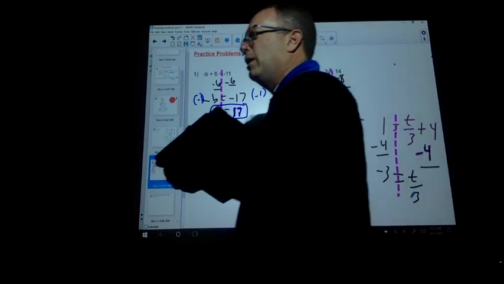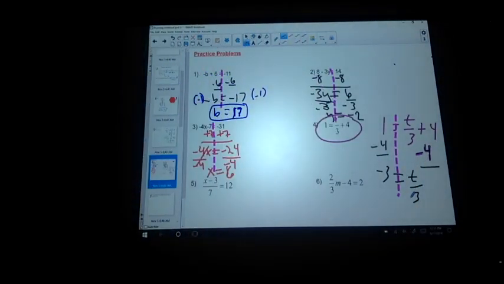And then t over 3 is a division problem, right? So how do I undo division? Yeah, so I'll multiply this by 3, this by 3. And I find that's what t is equal to. That make sense?